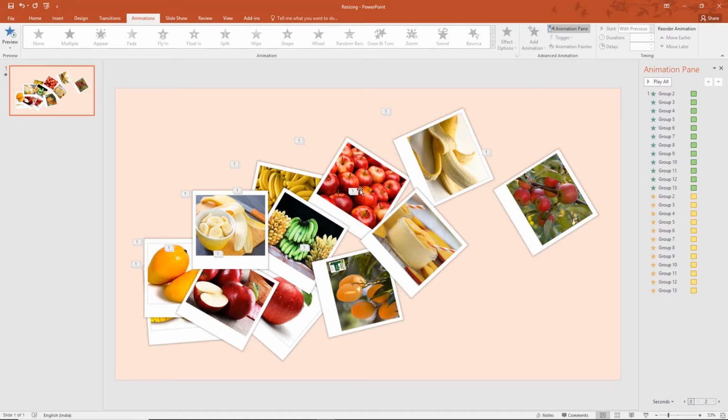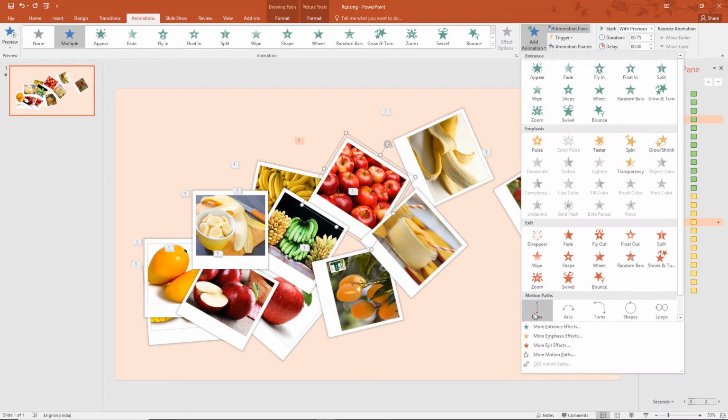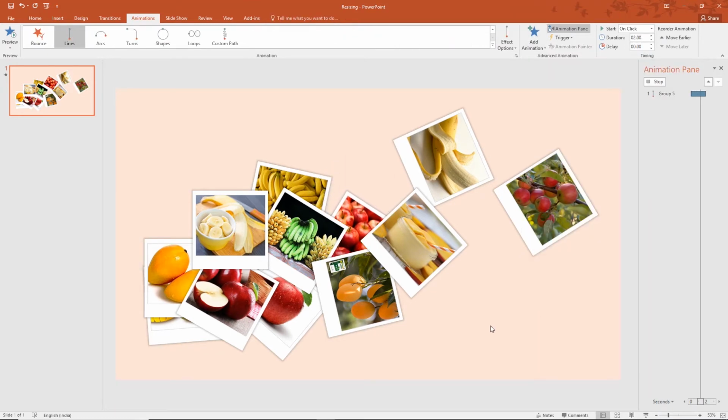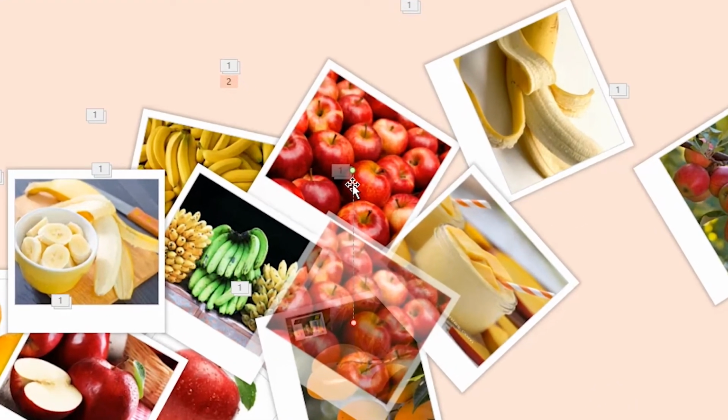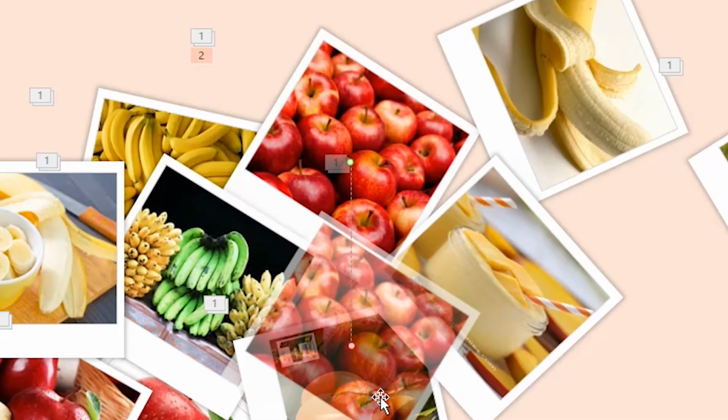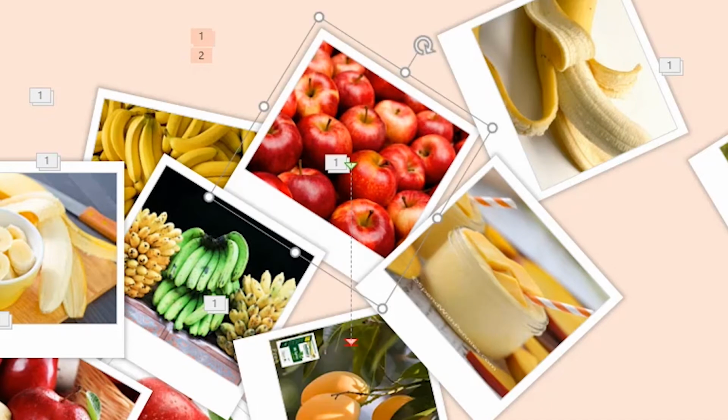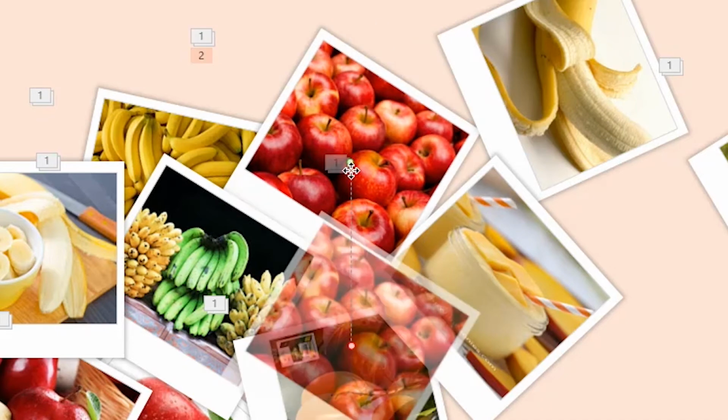Now, if you select one of these images and add a motion path line here, you see there are these 2 dots, a green dot and a red dot. This green one is where the object's center is present right now, and that is where the animation would start from. The animation would always carry the object from its center.